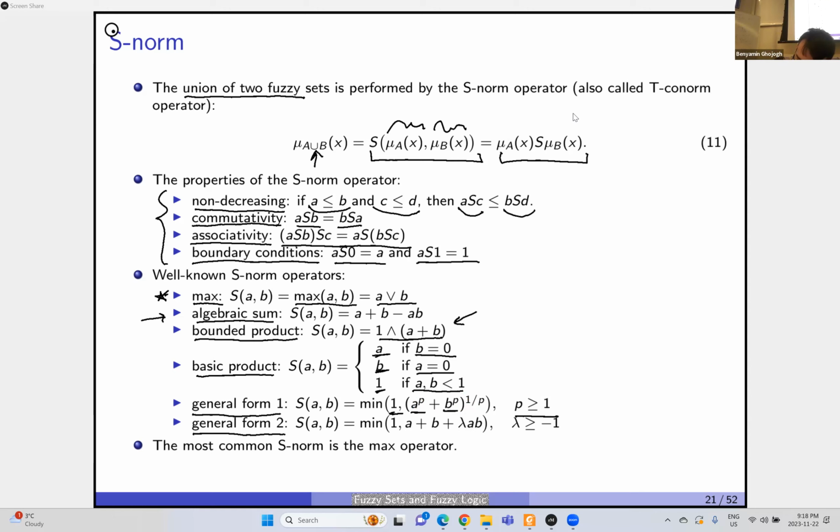The other general form, for lambda greater than or equal to -1, is A plus B plus lambda AB. Here A plus B is between 0 and 2, and lambda AB is between 0 and 1. The whole thing might go above 1, so I use the minimum of 1 and that. If it goes above 1, the S norm becomes 1. Obvious, right? Now, what is the most common S norm? As you can guess, it's the max operator. We are lazy, right?